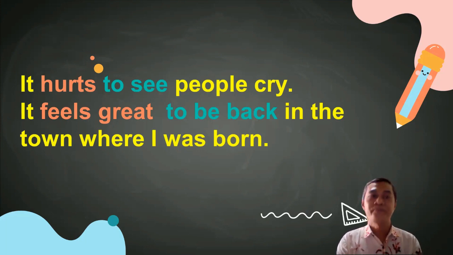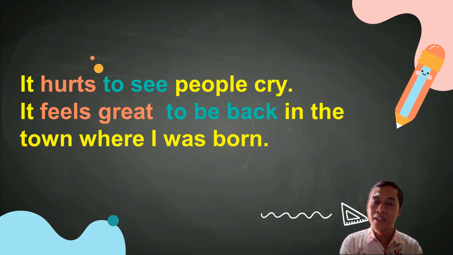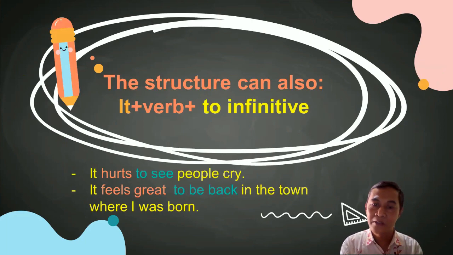And then the second sentence. It feels great to be back in the town where I was born. So after the subject it and then feels great, the verb feels and then to be back here means to infinitive. So it's almost the same, but the difference is after the subject directly we use a verb. We use s because the subject is singular, so the verb should be added by s in a simple present sentence.